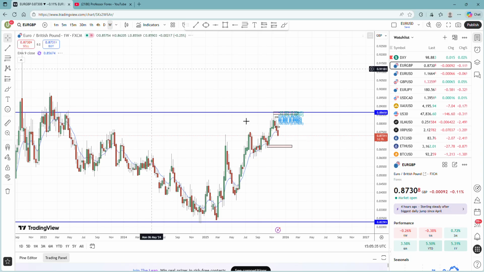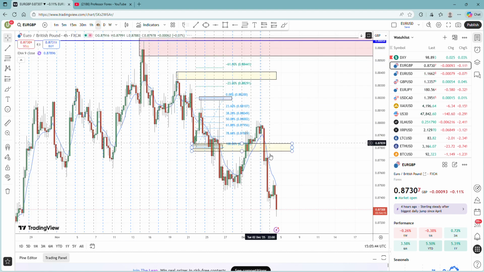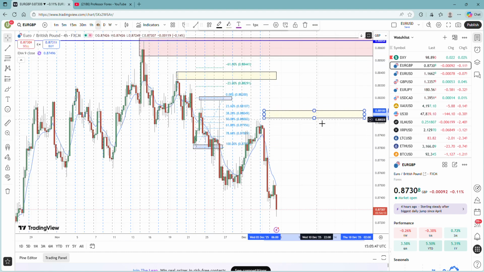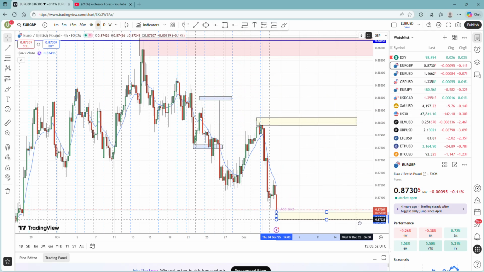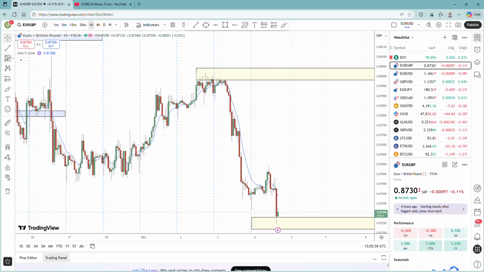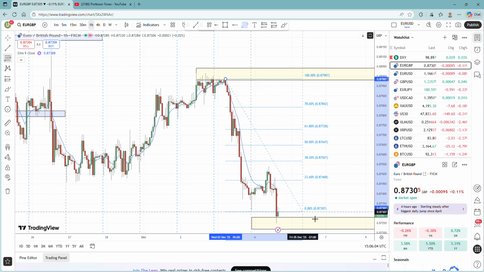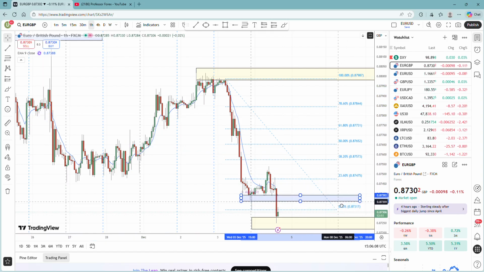Euro GBP: weekly resistance, weekly support, daily resistance. Here's your H4 resistance. Here's your H4 support, where it's at now. Go to H1, get the Fibonacci retracement tool, and draw it from the high of the previous day to the low. These are your levels before the market opened today.